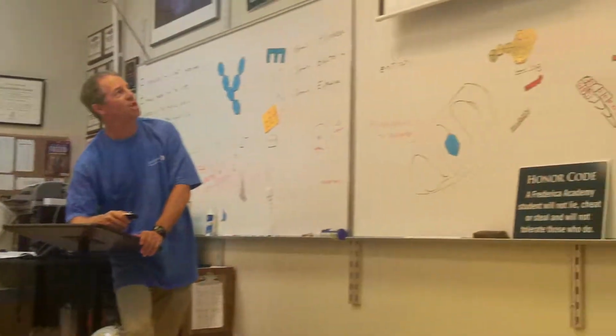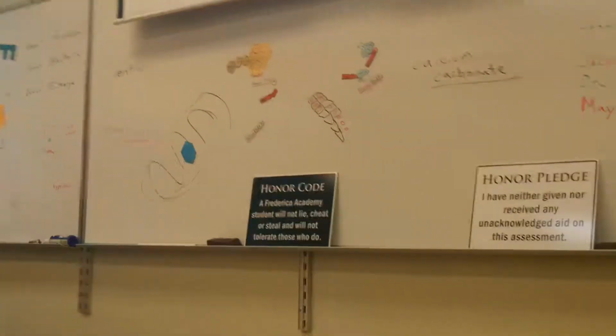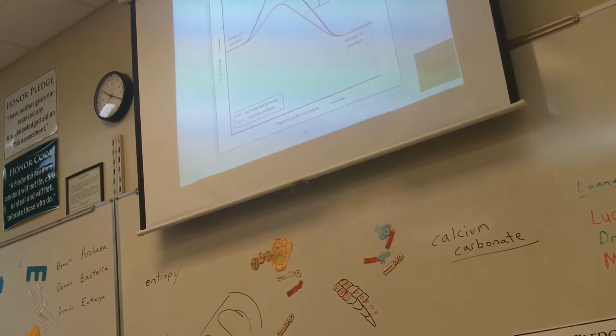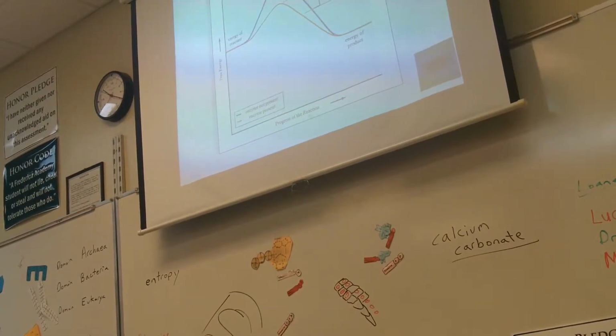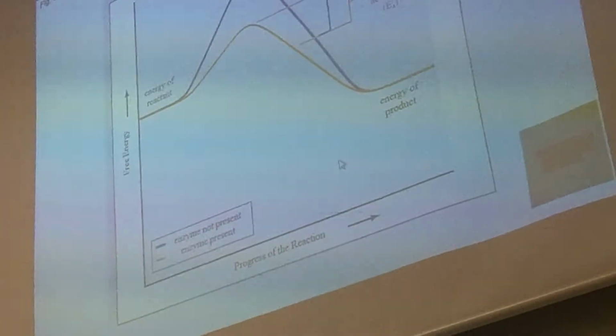You need to understand this graph. This graph has energy on the left, free energy. You can just think of it as energy. And the progress of a chemical reaction on the bottom. And there's a bunch of lines. There's a couple of lines here.